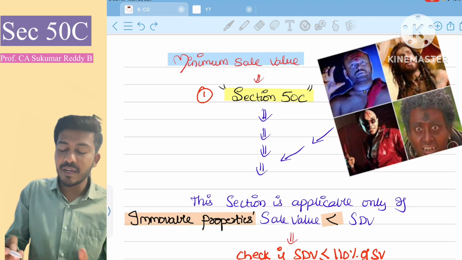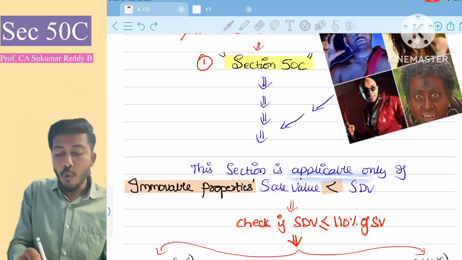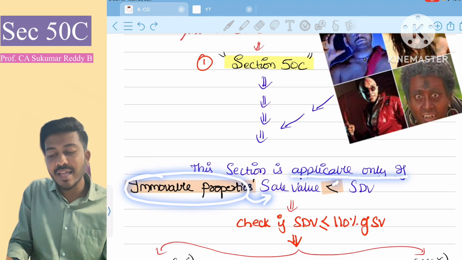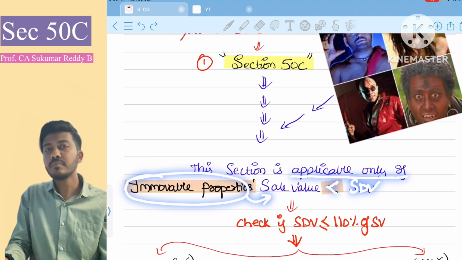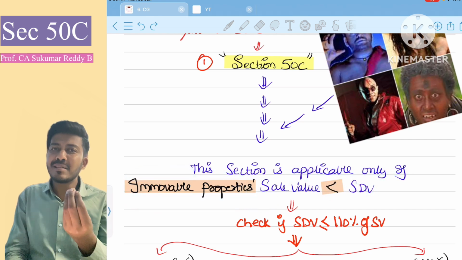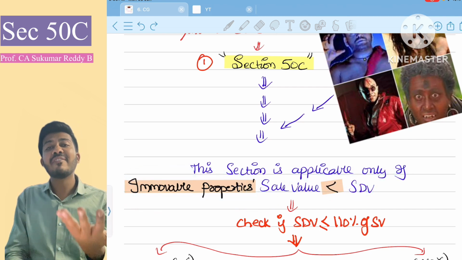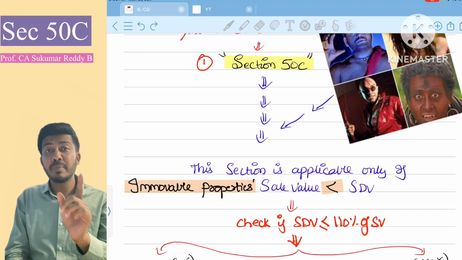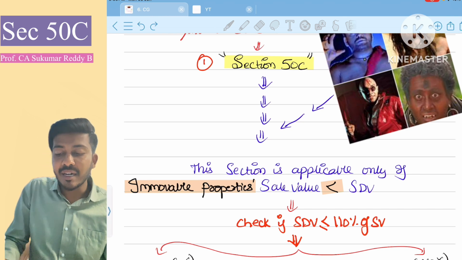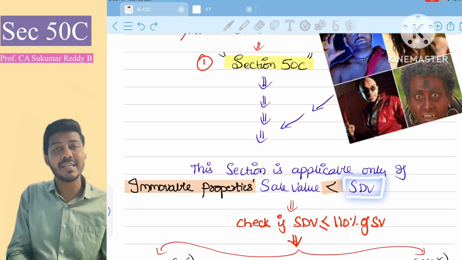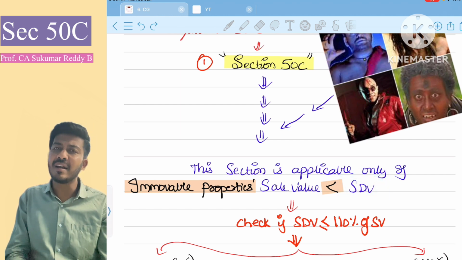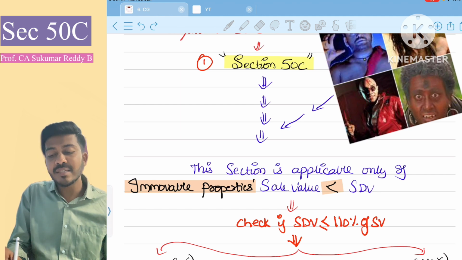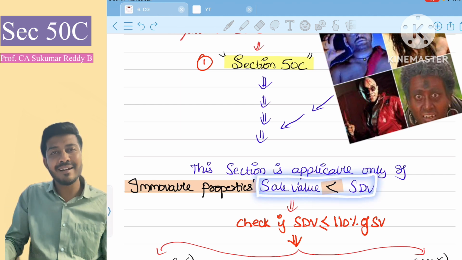Come. See the screen. This section is applicable only if the immovable property's sale value is less than the stamp duty value. What is SDV, sir? To tell it in simple words, SDV means the value decided by the government. Government says in this area, this property should be minimum sold for a value, and that minimum value is called SDV. But in practicality, if you sell for a value lower than SDV, then section 50C is going to get triggered.